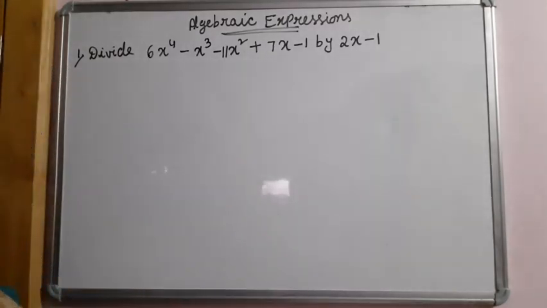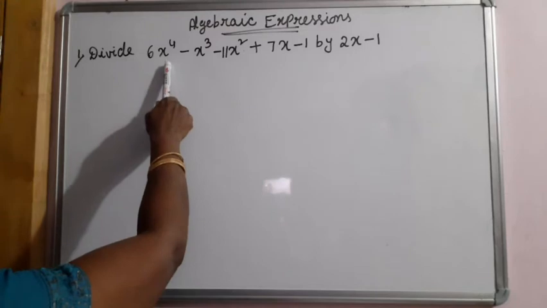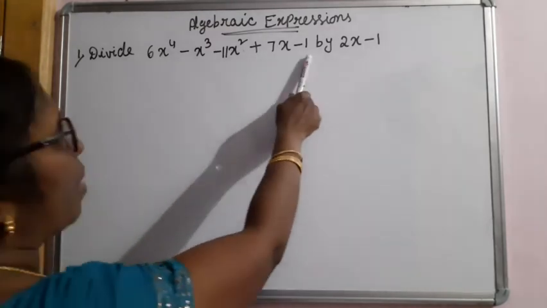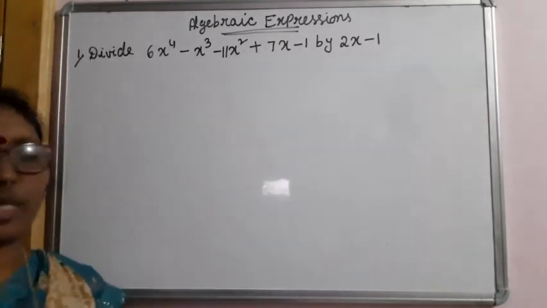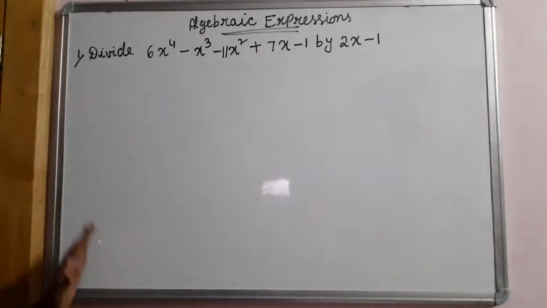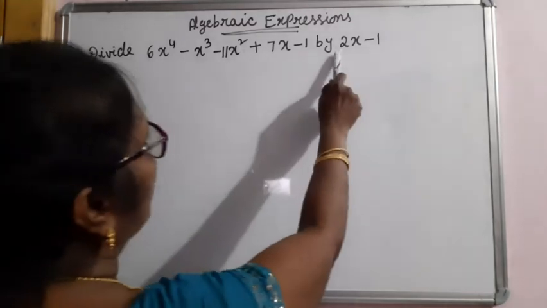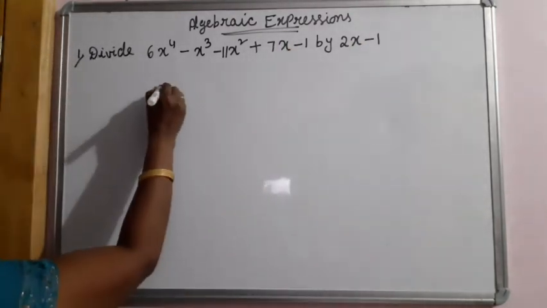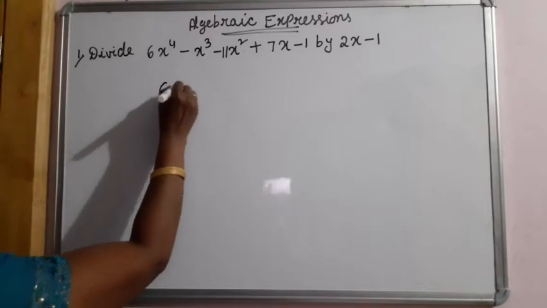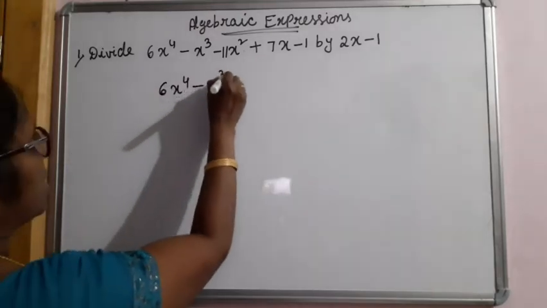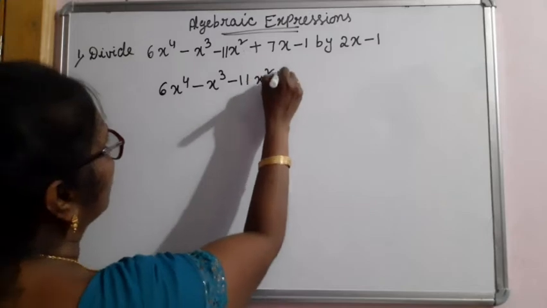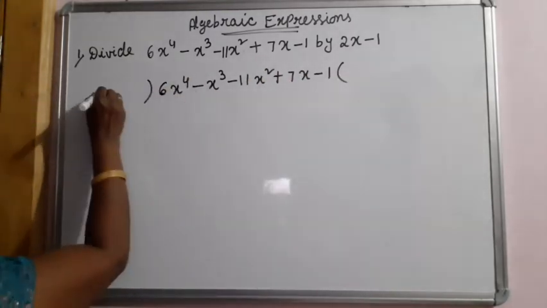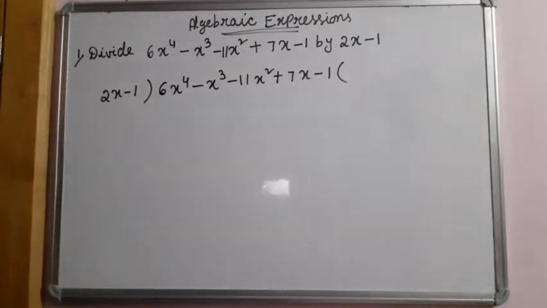So our next question is: divide 6x to the power 4 minus x cube minus 11x square plus 7x minus 1 by 2x minus 1. So this polynomial is to be divided by this. Here all the terms are in order, so no need to arrange the terms. Simply we write it as it is for division. It is to be divided by 2x minus 1.